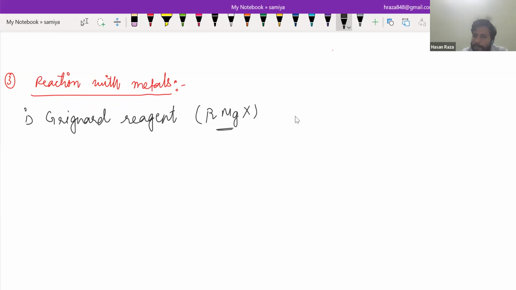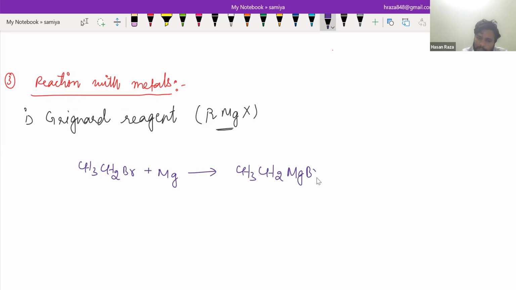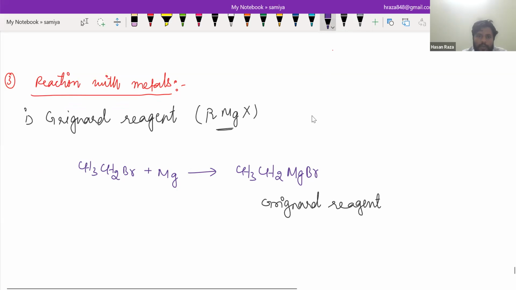And how does it form? And what is the general chemical name of this compound? So basically when an alkyl halide like CH3CH2Br reacts with magnesium, it will form CH3CH2MgBr, and this is called Grignard reagent. Also, the compound is known as organometallic compound.